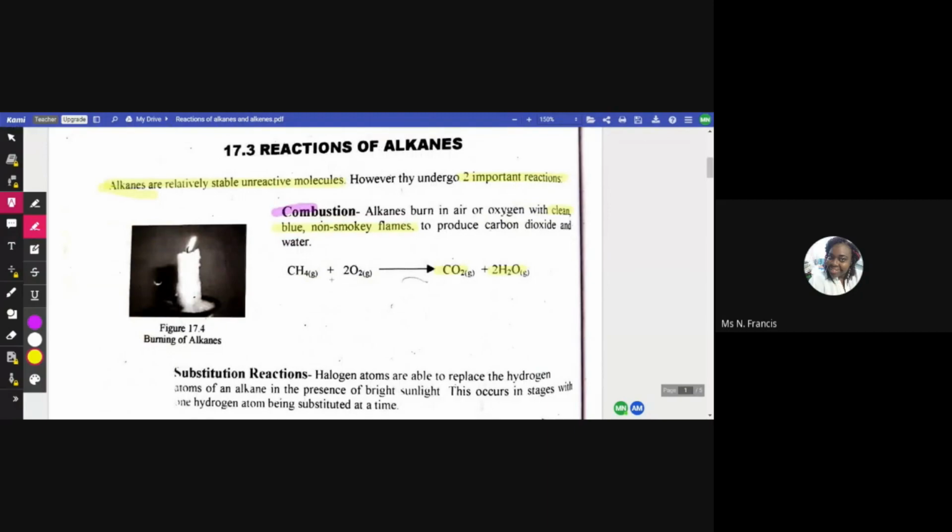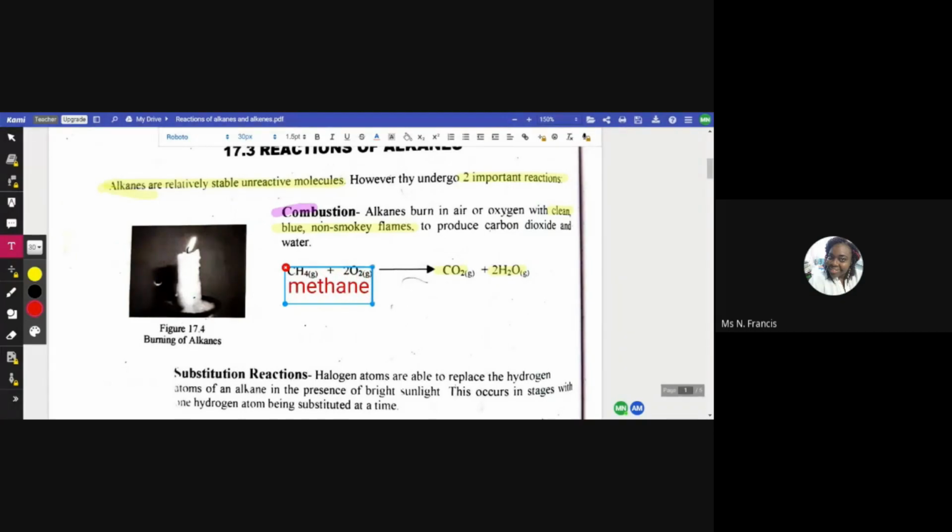So here they gave us methane. Methane is going to burn with a nice clean blue flame to produce carbon dioxide and water. Again, it's just a matter of balancing these reactions, ladies. So we want to do another example. I am just going to choose any random number.